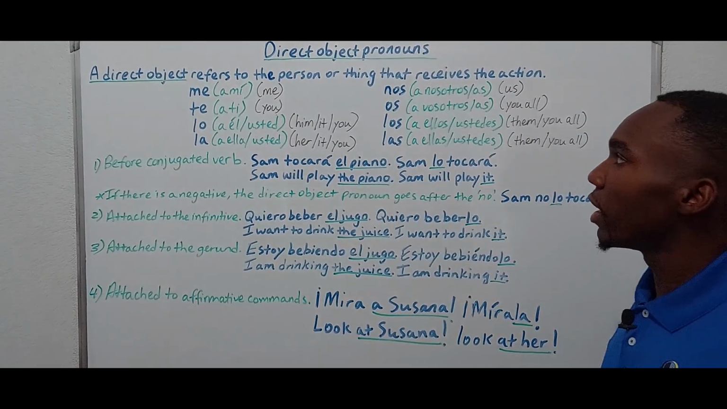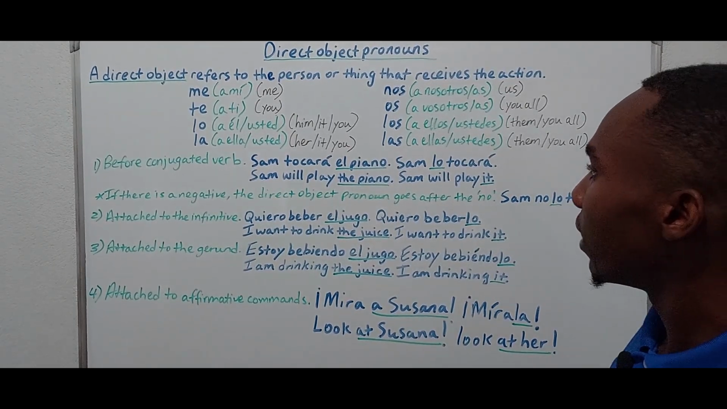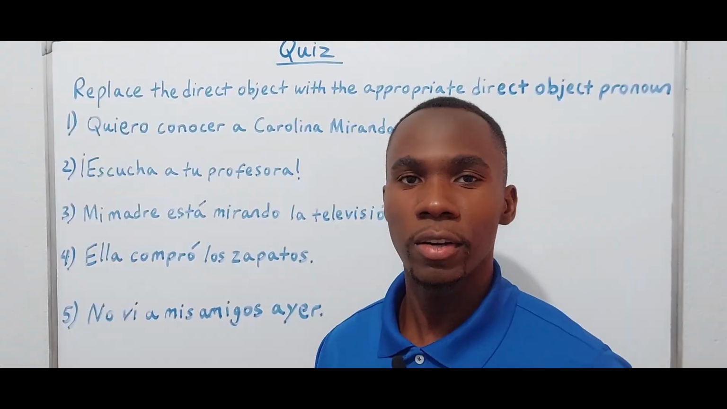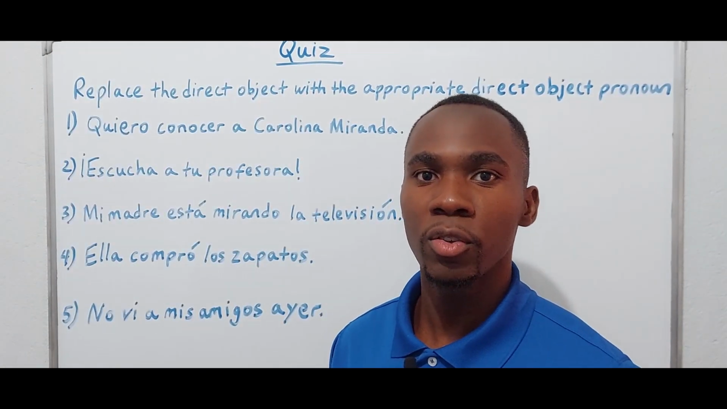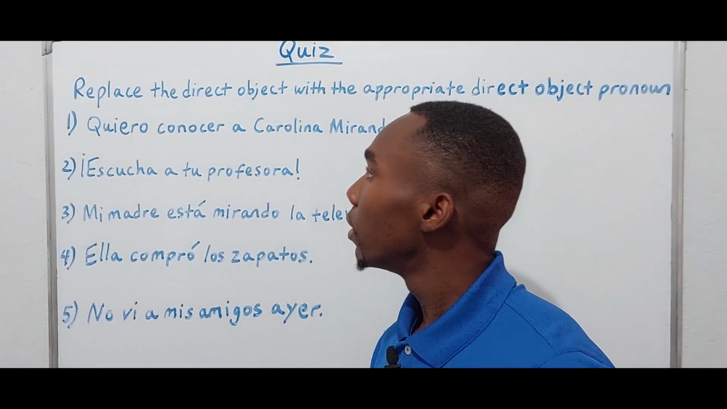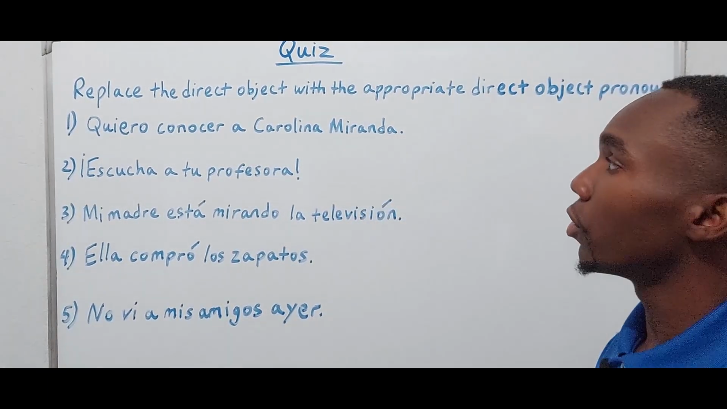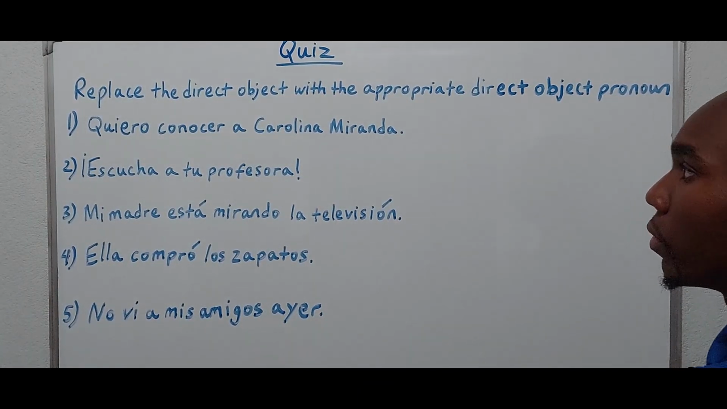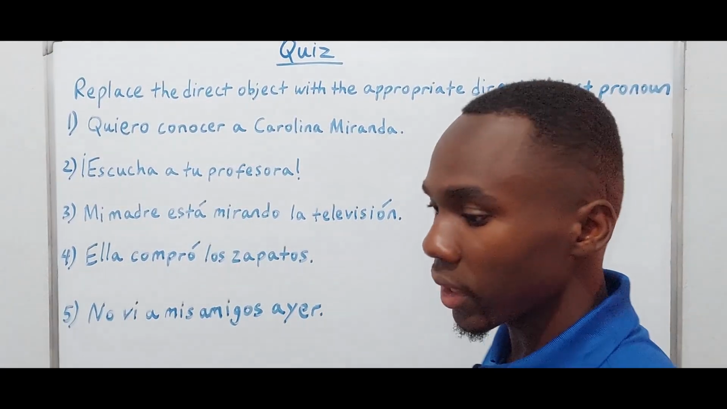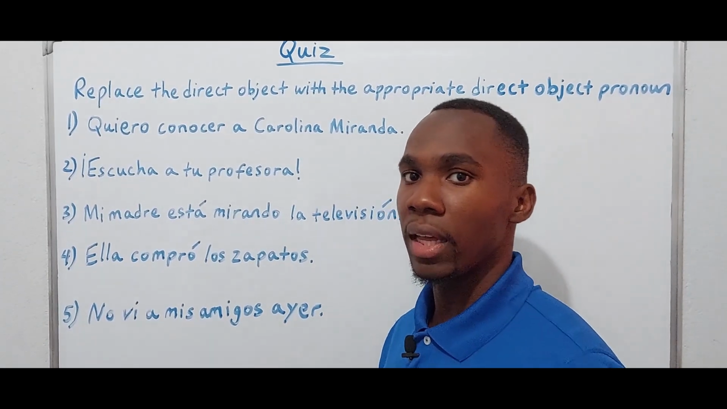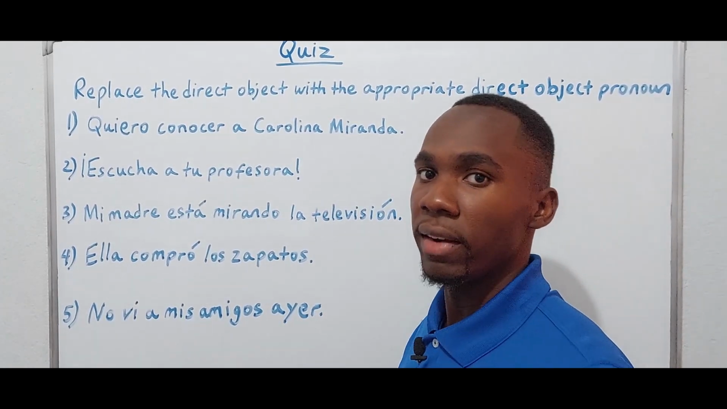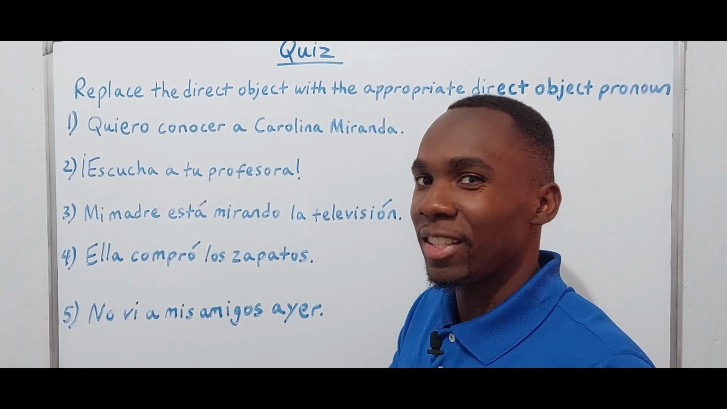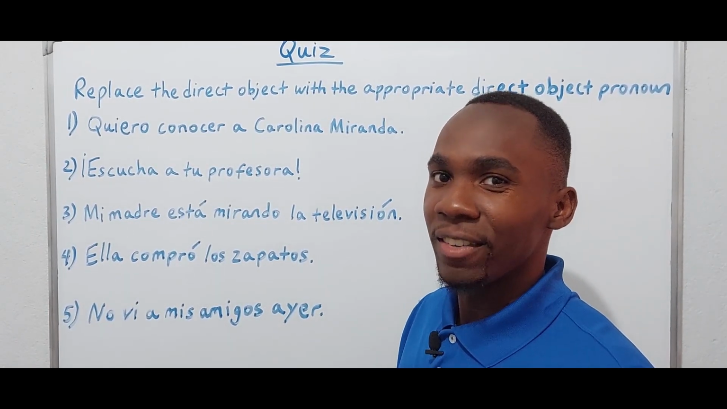Alright, so these are direct object pronouns, and we will now proceed to a quiz. Alright, so let's go to the quiz. Now let's read the instructions first. So replace the direct object with the appropriate direct object pronoun. Alright? So first we have to identify the direct object and then replace it with the appropriate direct object pronoun. And of course, the placement is very important, right?